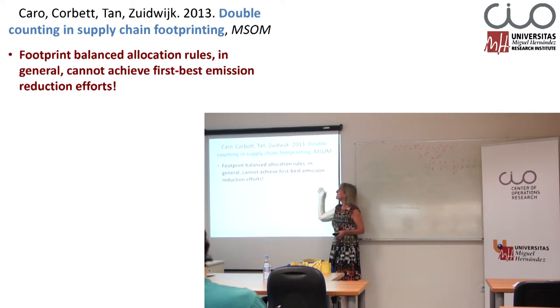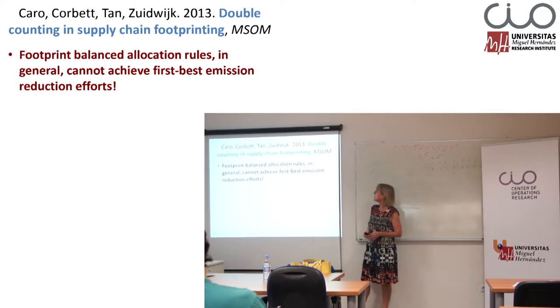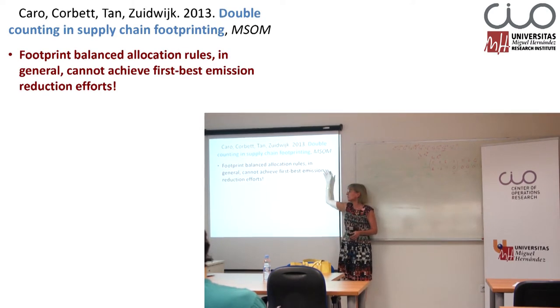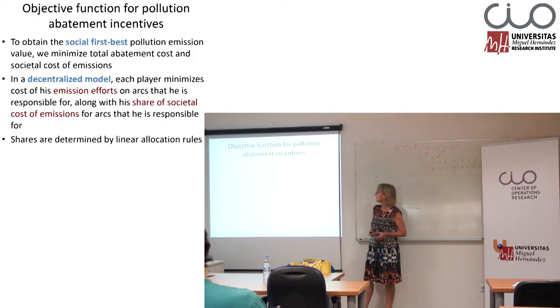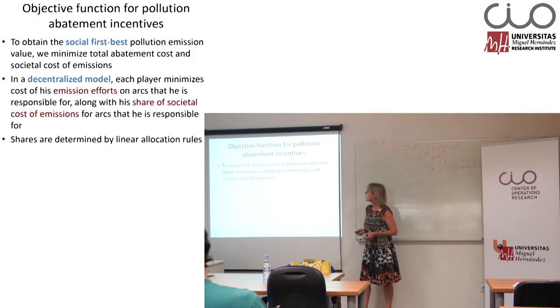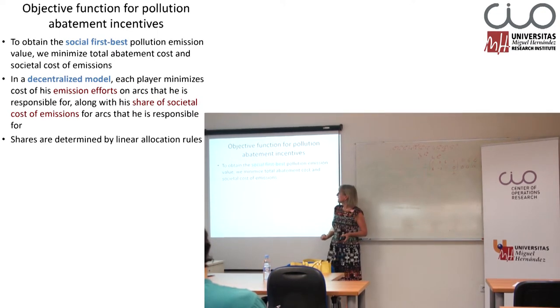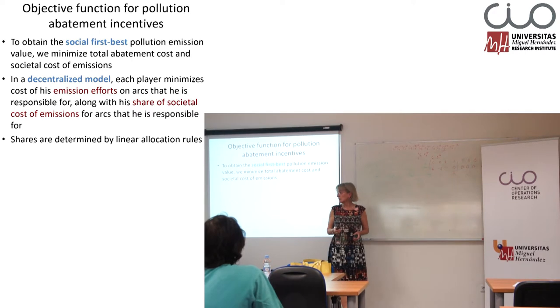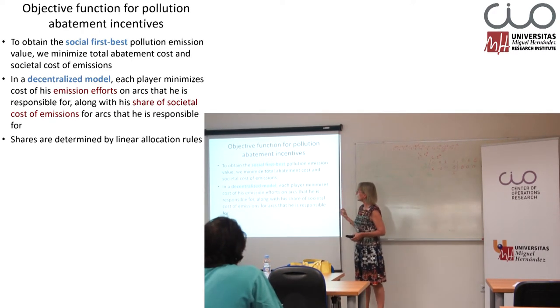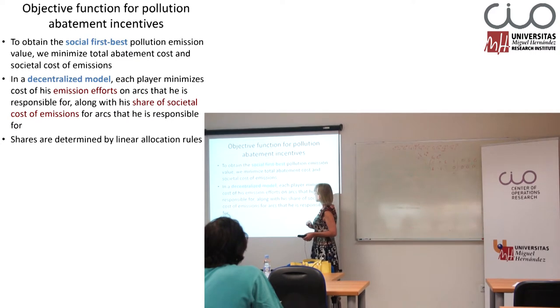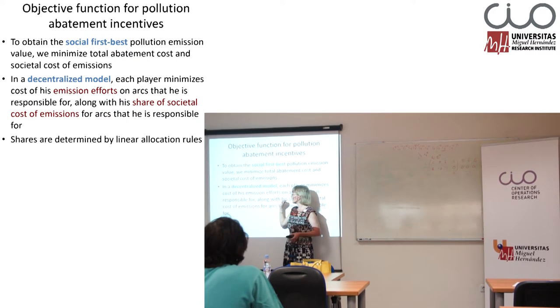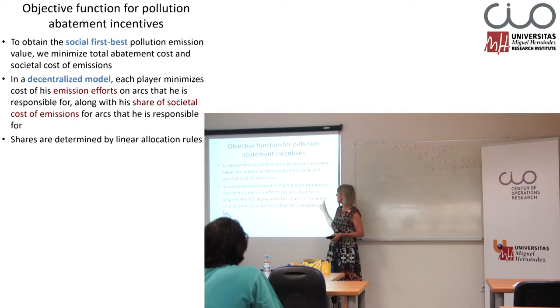So what we wanted to do is to see what happens if we don't look at double counting. If we assume that we are looking at instances which are footprint balanced, without double counting, what is the best we can do? How can we actually get to some nice results? What we were comparing was, in the first best outcome, society is looking at the total cost of abatement and the emissions. And in the individual decentralized model, each party, each supply chain member, is looking at the cost of reducing emissions plus his share of the cost of emissions, so his share of the pollution tax.